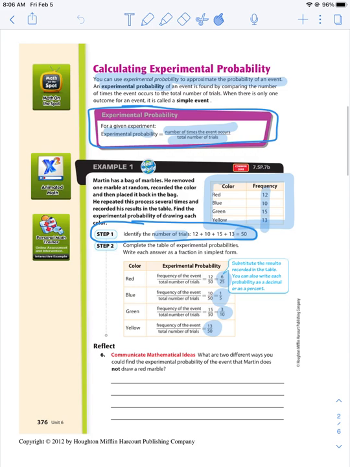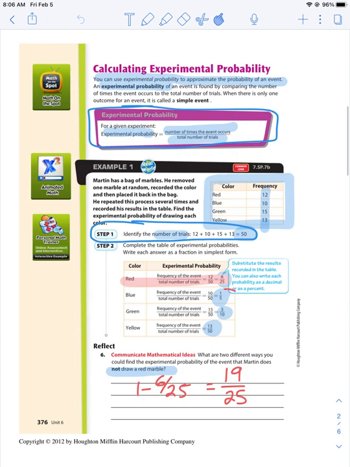So let's reflect a little and think back to the idea of complement events from our last section. What are two different ways you could find the experimental probability of the event that Marvin does not draw a red marble? So remember, the probability of the red marble was 6/25. You could either find that by subtracting 6/25 from 1. So 25/25 minus 6/25 is going to be 19/25. The experimental probability that Marvin does not pull a red marble is 19/25.